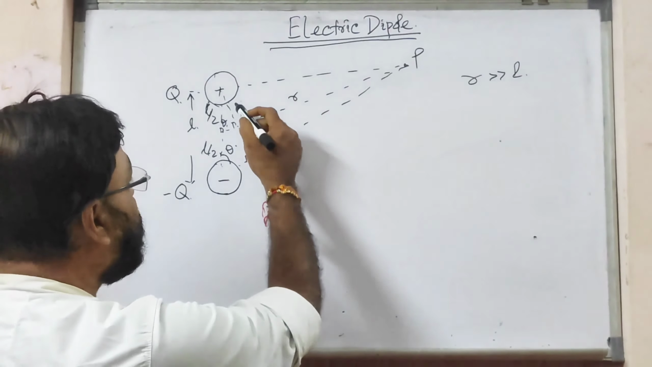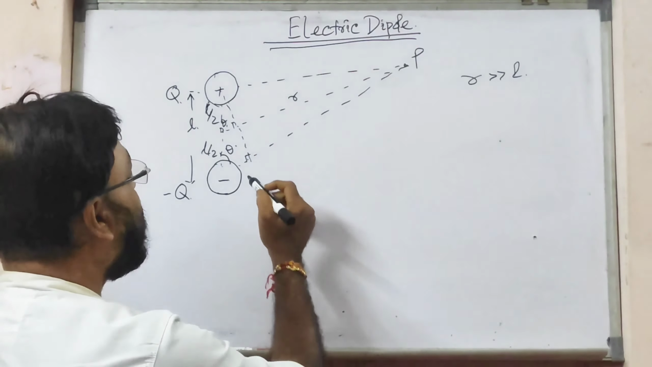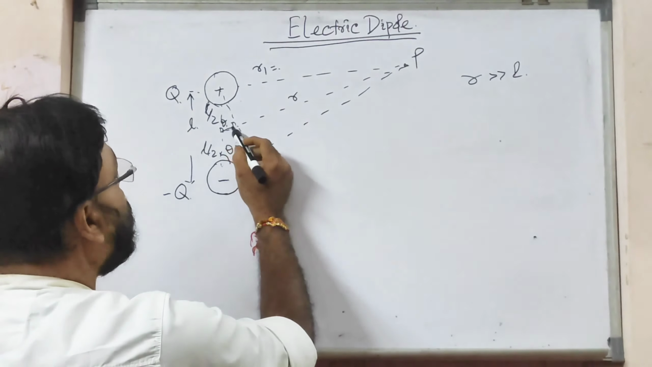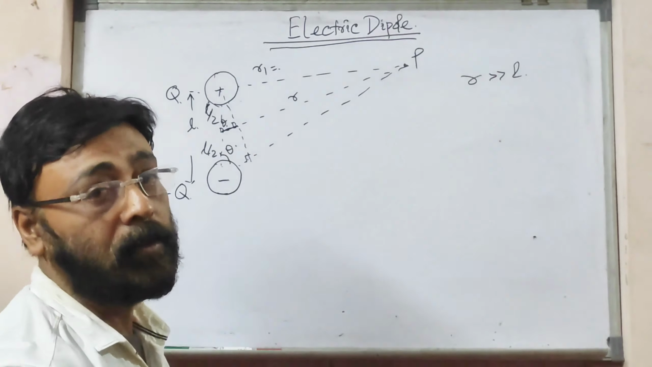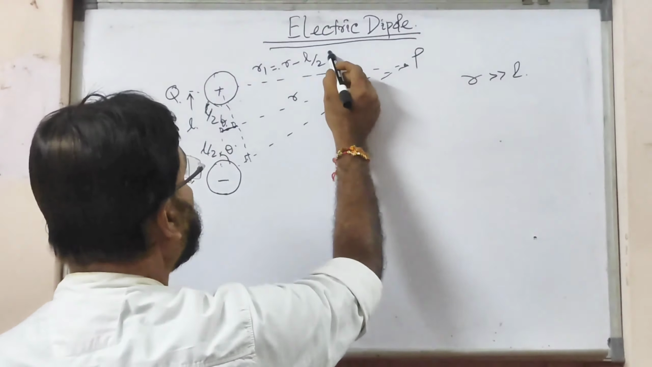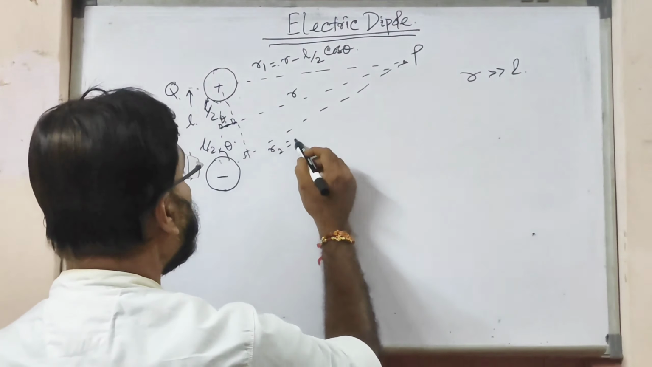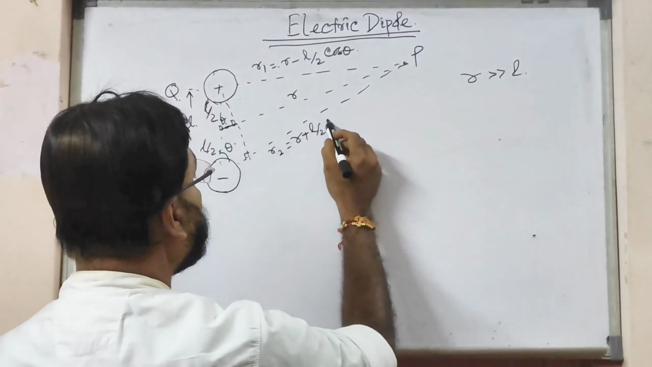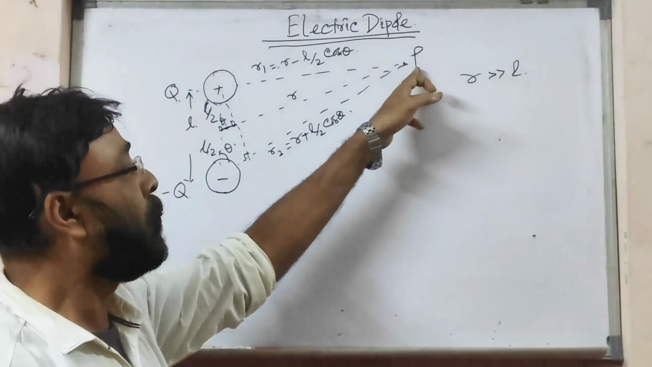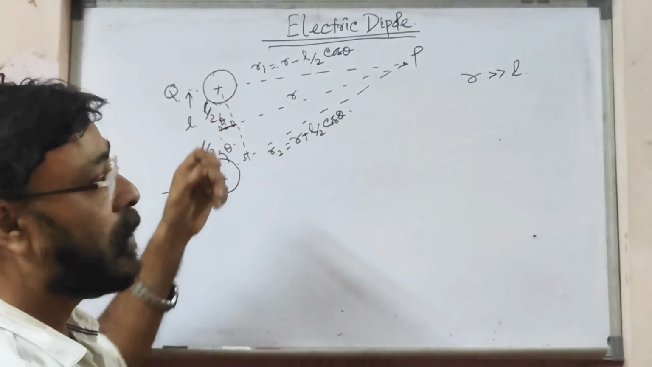Now whenever we drop a perpendicular here and this angle is theta, this one is suppose R1, and this horizontal component will be L by 2 cos theta. So R1 will be R minus L by 2 cos theta, whereas R2 will be R plus L by 2 cos theta. Now let's take the potential at point P due to these two charges.